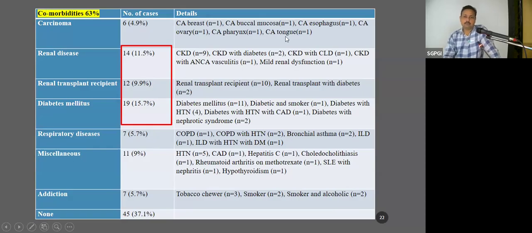Some cases had a primary malignancy, while some also had respiratory conditions, and some were on immunosuppression, like in rheumatoid arthritis on methotrexate. So the majority of our patients had either diabetes mellitus, or they were transplant recipients, and/or they had kidney disease.